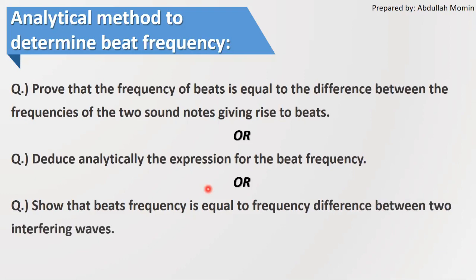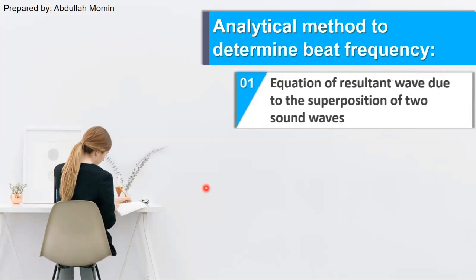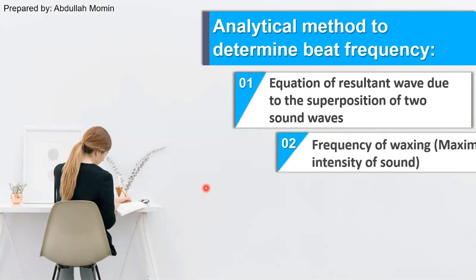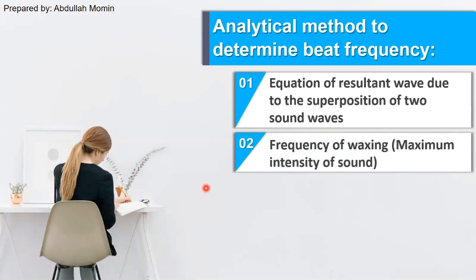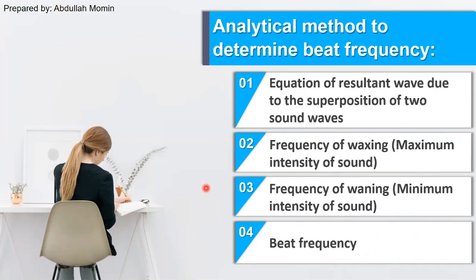Now in this video, the very first thing which we are going to derive is the equation of resultant wave due to the superposition of two sound waves. And after that, we are going to see the frequency of waxing, that is maximum intensity of sound. Then after that, we will see the equation of frequency of waning, that is minimum intensity of sound. And with the help of point number 2 and 3, we will derive the equation of beat frequency.